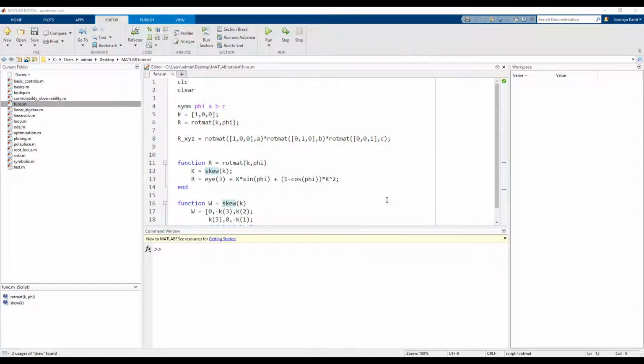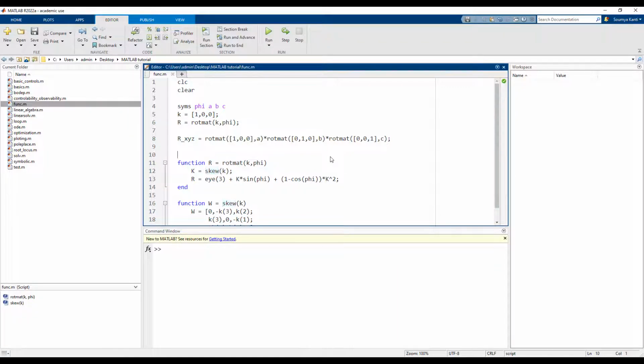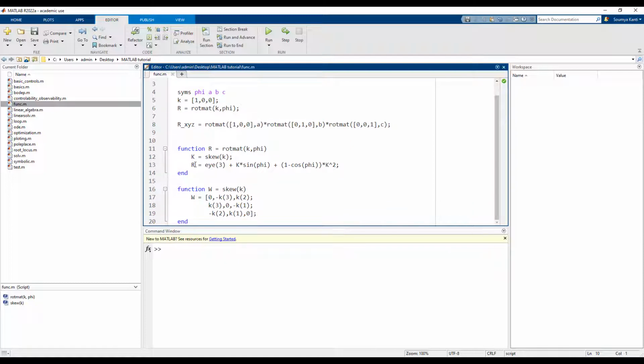Suppose you define it in a single file. Then you put that function at the end of the whole script. It should always be at the end of the script. There can be multiple functions at the end of the script, but there should not be a single executable line after this.